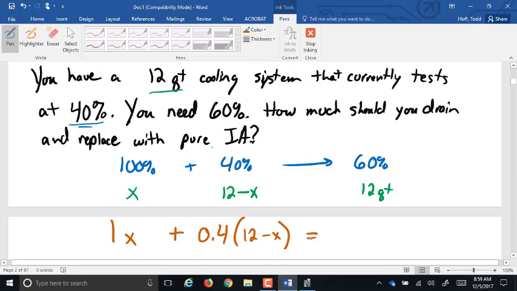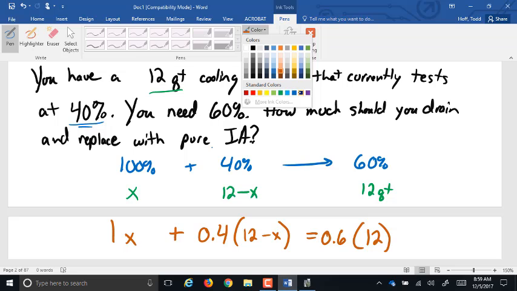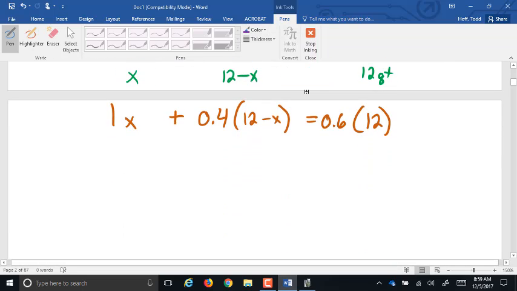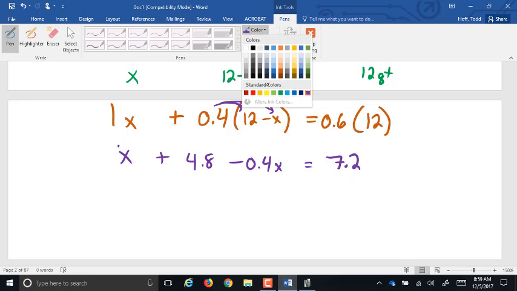equals 60%, which will be 0.6 times 12. 1x is still just x, plus we distribute the 0.4. 0.4 times 12 is 4.8. 0.4 times negative x is a negative 0.4x. Equals 0.6 times 12, which is 7.2.